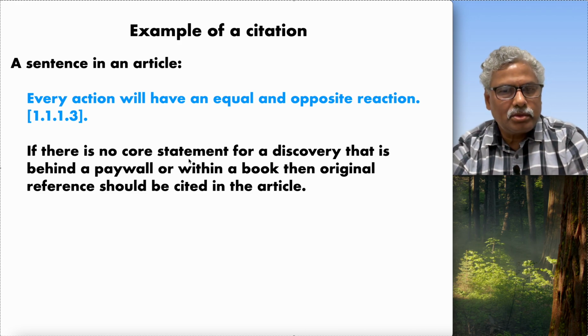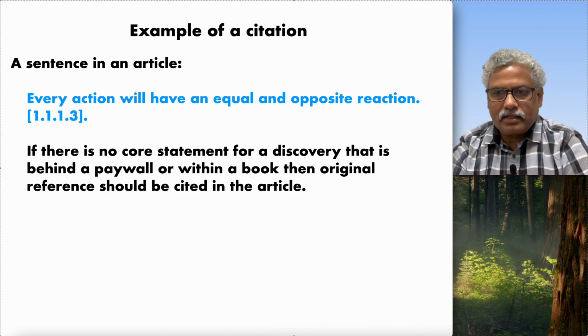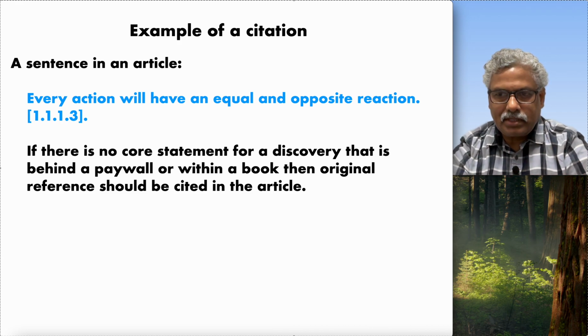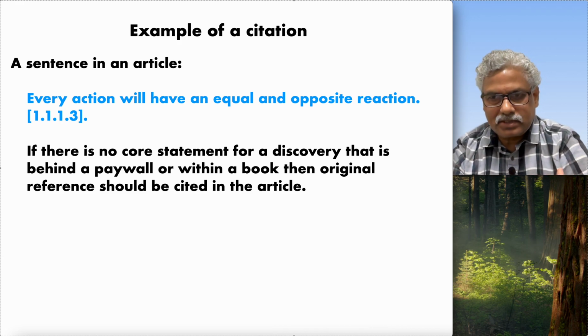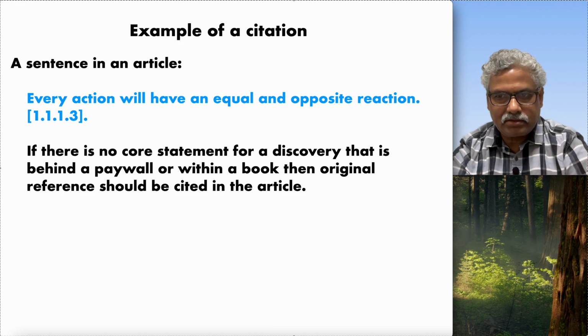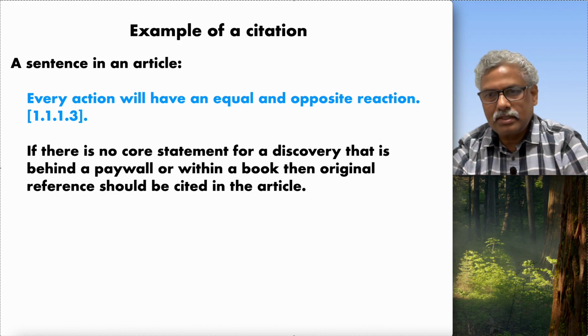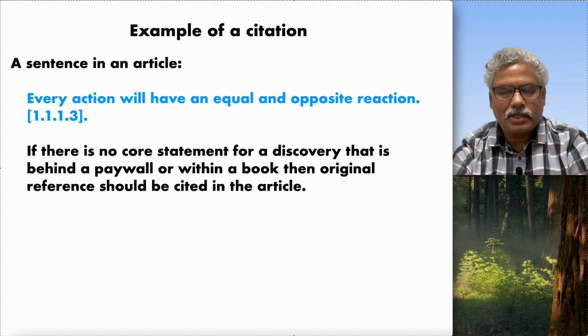If there is no core statement for a discovery that is behind a paywall or within a book, then the original reference should be cited in the article. When we started building the library, not all the science will have been converted into statements, so some of it will still be in articles or books. So in those cases, if you are writing an article, refer to whatever statements are in the core library as sections and subsections, and if they are not there, you could also refer to the actual source of the research.